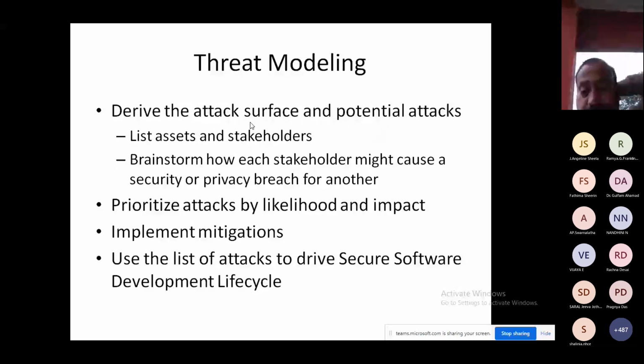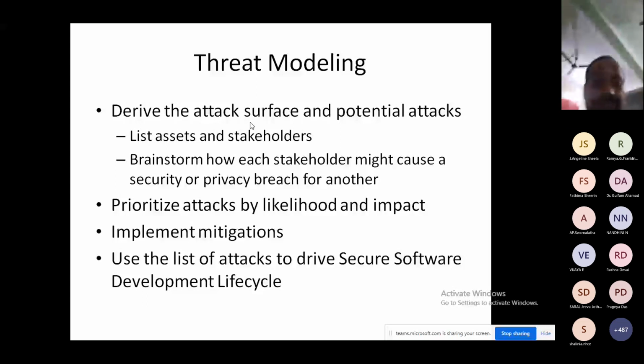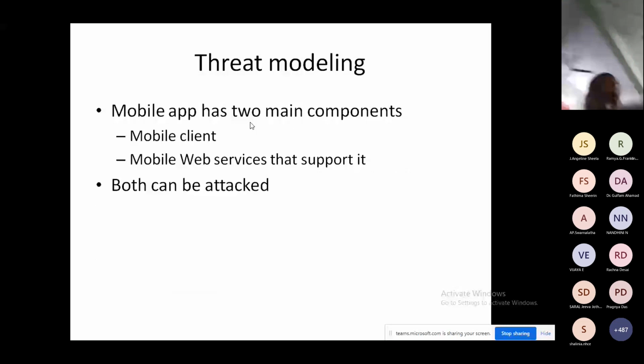Then threat modeling: it derives the attack surface and potential attacks. It lists assets and stakeholders and brainstorms how each stakeholder might cause a security or privacy breach for another. It prioritizes attacks by likelihood and impact, implements mitigations, and uses the list of attacks to drive the secure software development lifecycle. A mobile app has two main components, the mobile client and the mobile web services that support it, and both can be attacked, so both are covered in threat modeling.